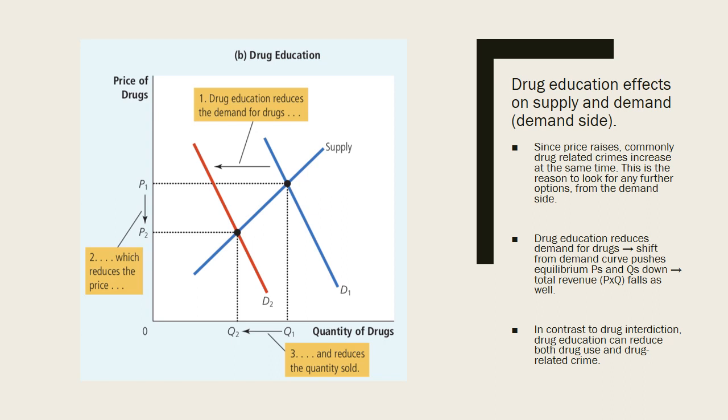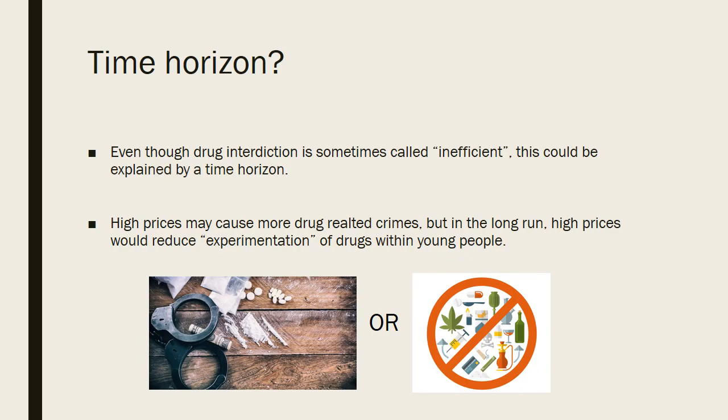So, in contrast to drug interdiction, to the fight sometimes with guns and some unwanted results, drug education can reduce both drug use and drug related crime. So, this may seem like a better option in the short term. And that's our last point, which is the time horizon. So, maybe drug interdiction is not efficient at some point because it often leads to drug related crimes.